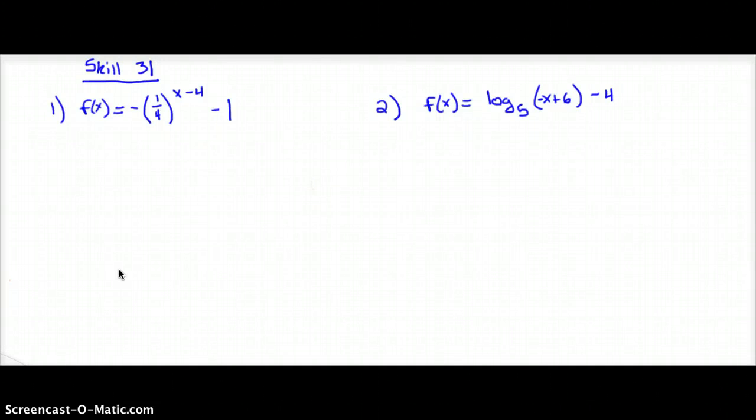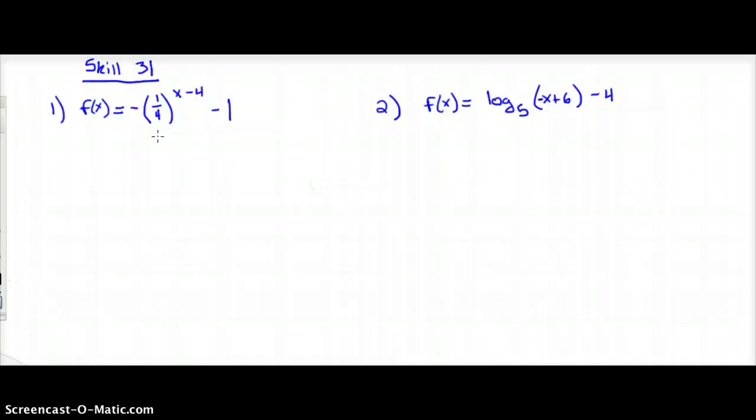Alright, this is a video about skill 31, which is identifying the domain, range, and asymptote of exponential equations and logarithmic equations. And this is just doing it analytically, so just by looking at the equation, we're going to be able to tell those three things.